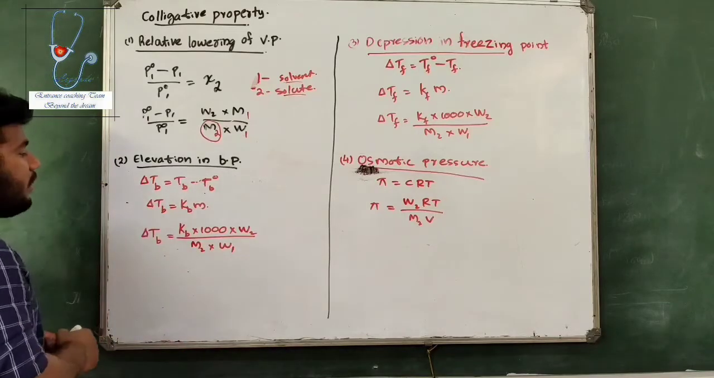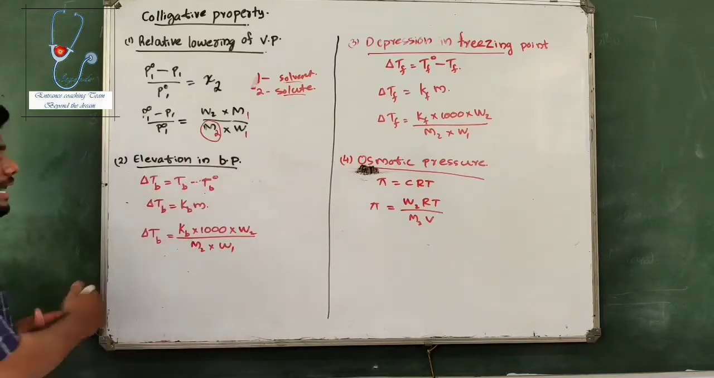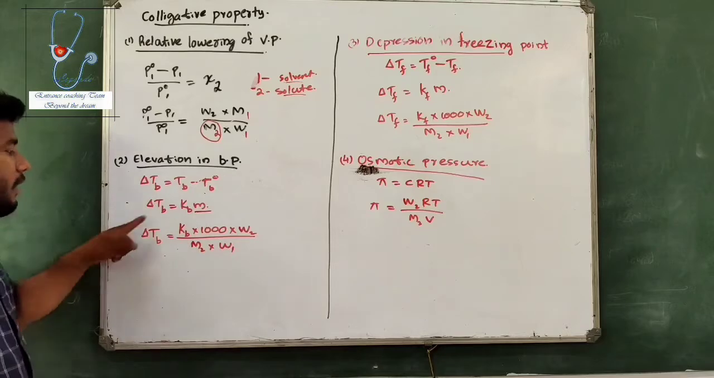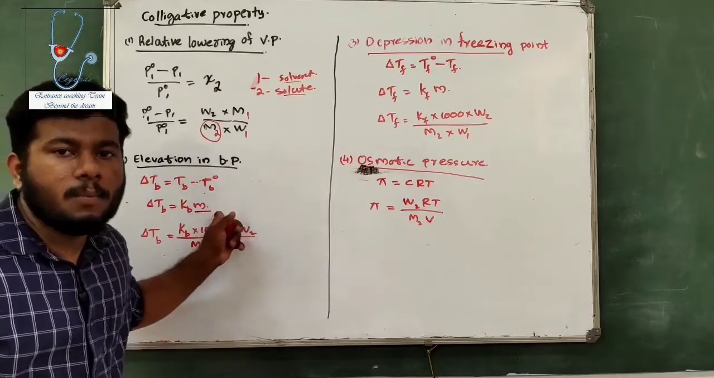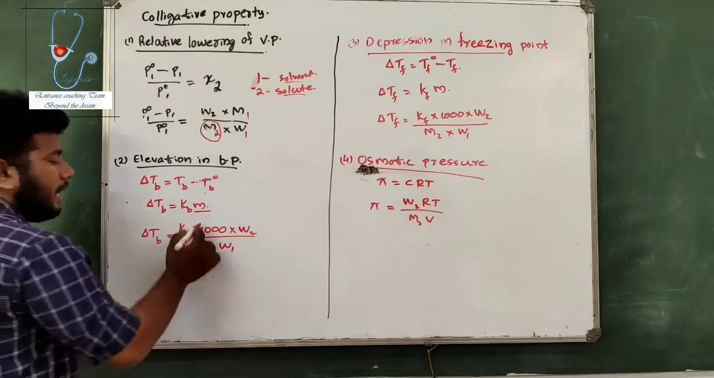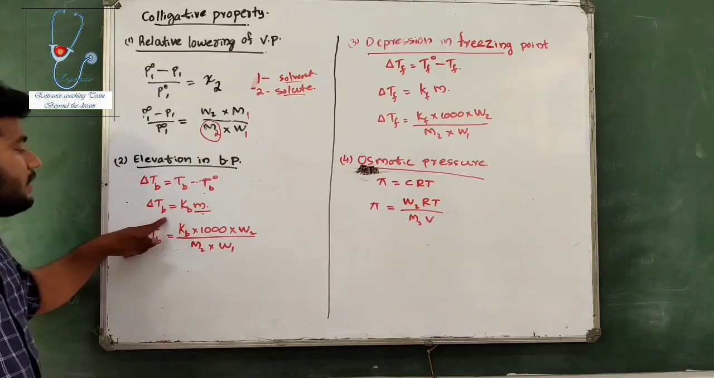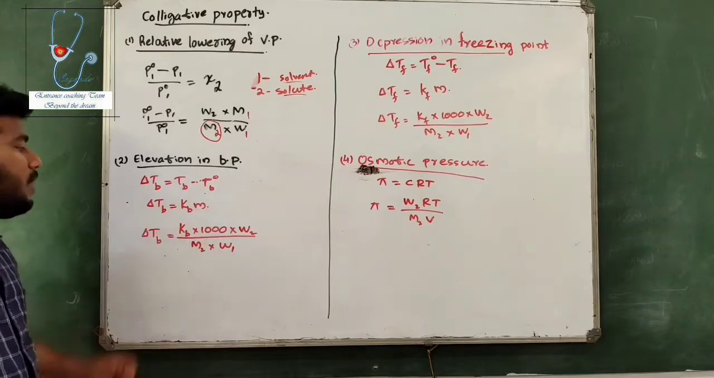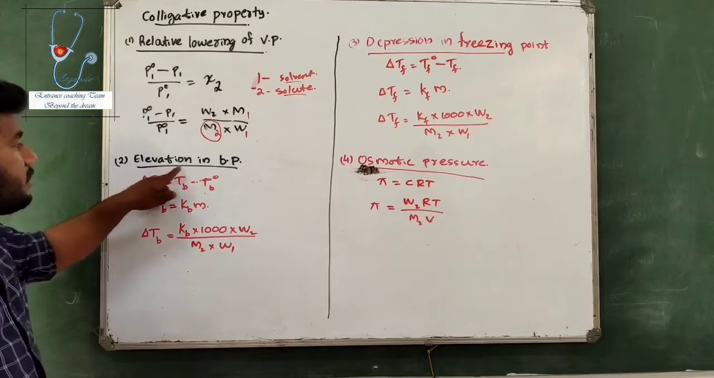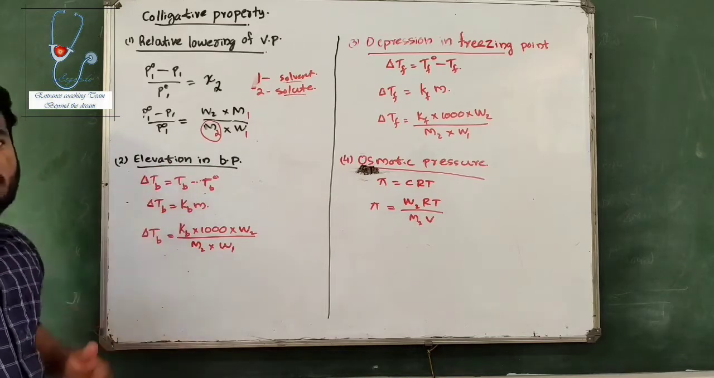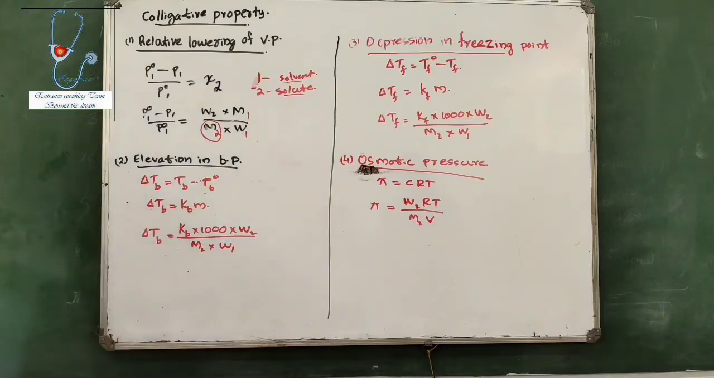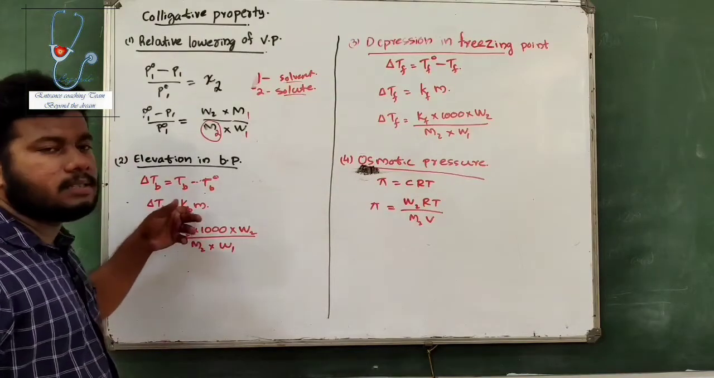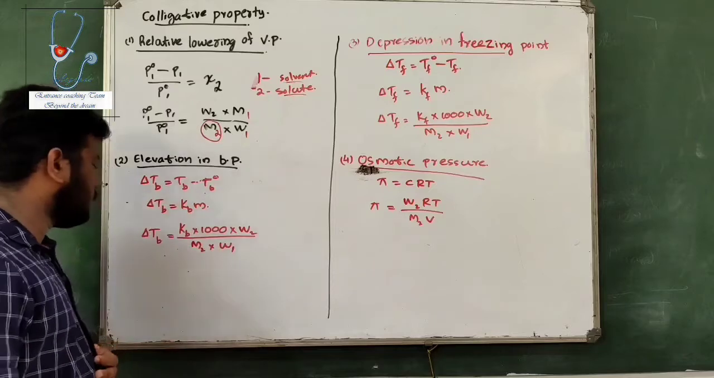Then we have an equation: elevation in boiling point is directly proportional to molality. Delta TB is equal to KB into m. What is KB? KB means elevation in boiling point constant, or molal elevation constant, or ebullioscopic constant.